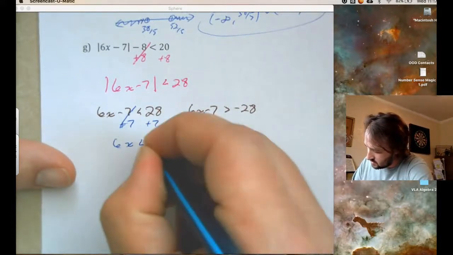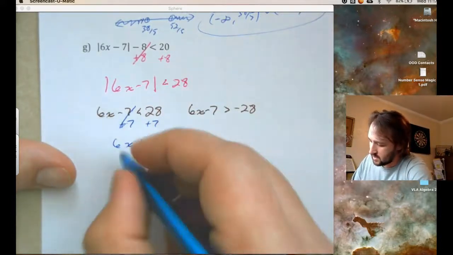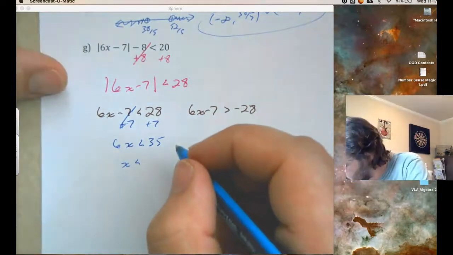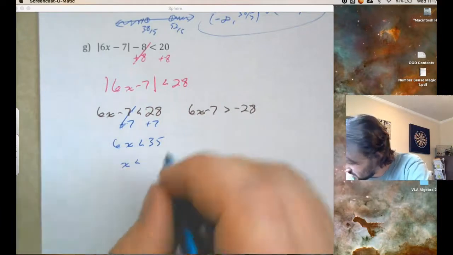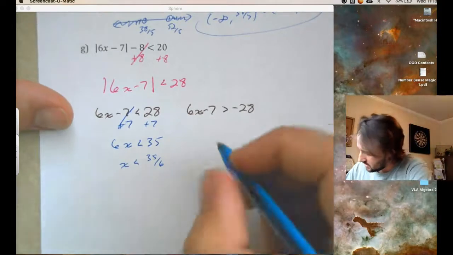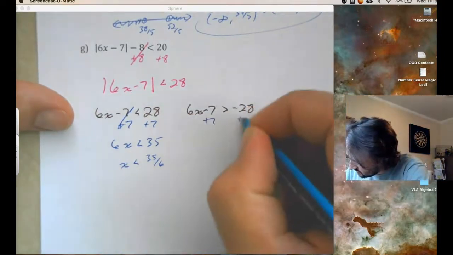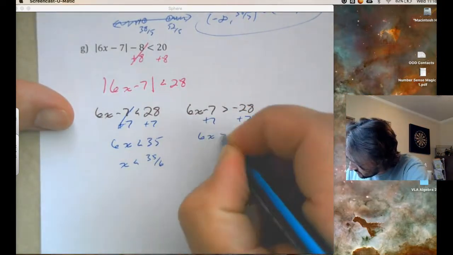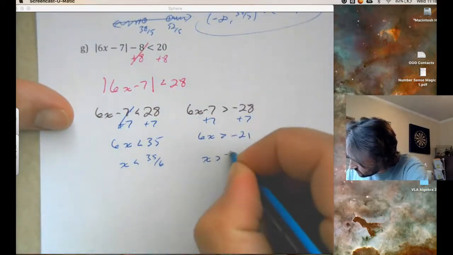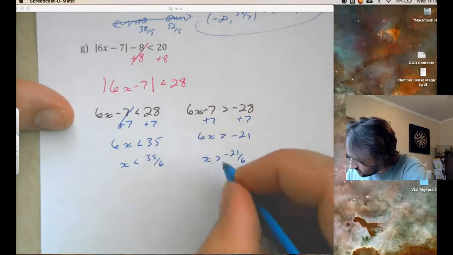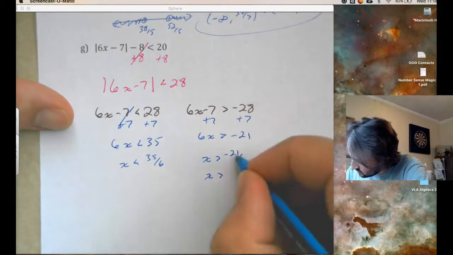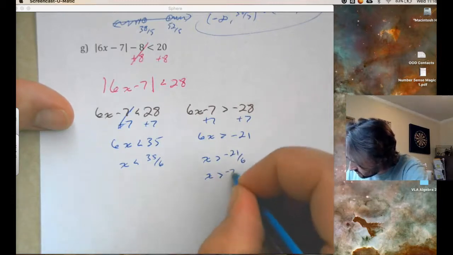6x less than 35, and then you can divide by 6. Will it reduce? No, it doesn't. Look at that. It has to be 35 over 6. All right, and then this one, add the 7, add the 7. So 6x greater than negative 21, and x is greater than negative 21 over 6. That one will reduce though, because they're both divisible by 3. So negative 7 over 2, we already did that one.